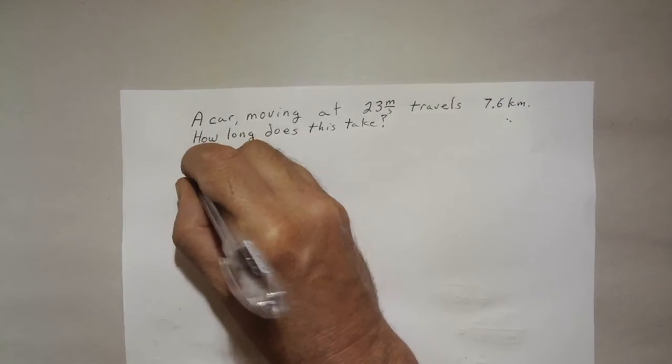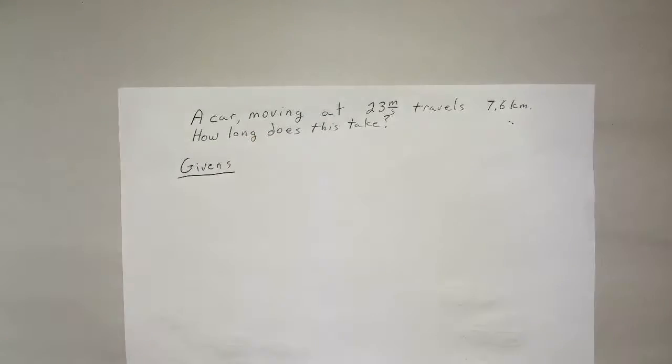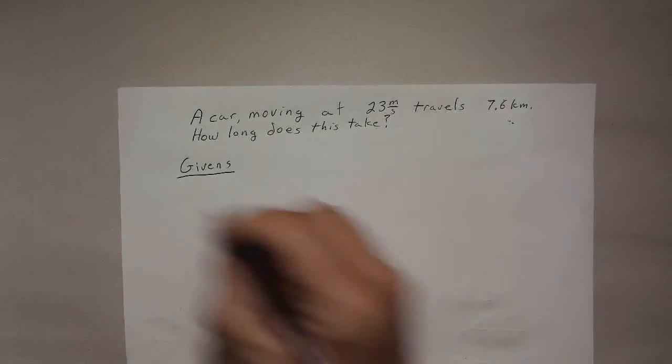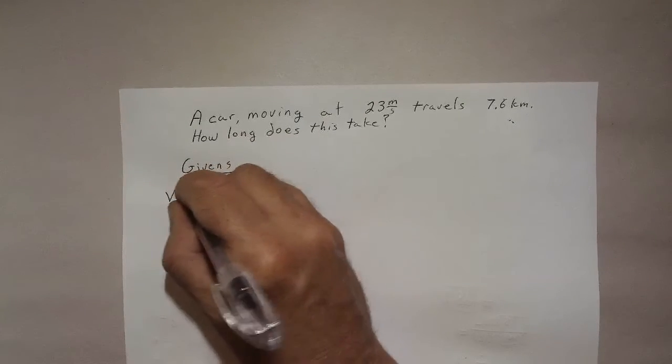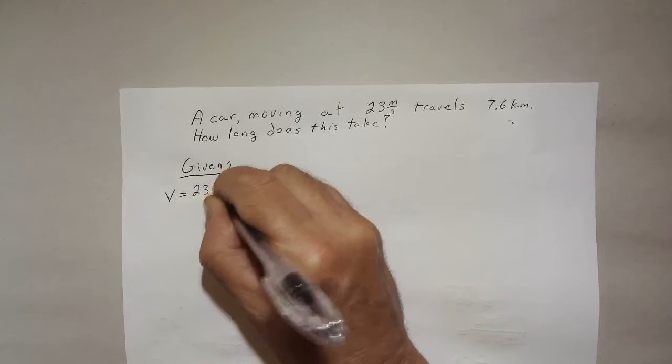We start by writing the word givens, keeping it neat, underlining it, put down what you have. Well, 23 meters per second. What is that? That is a velocity. So V equals 23. Make sure you keep the units.